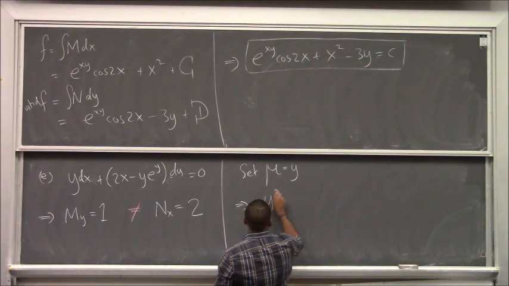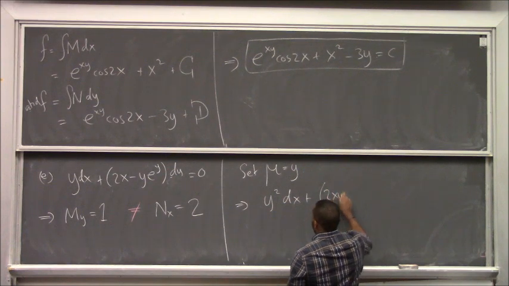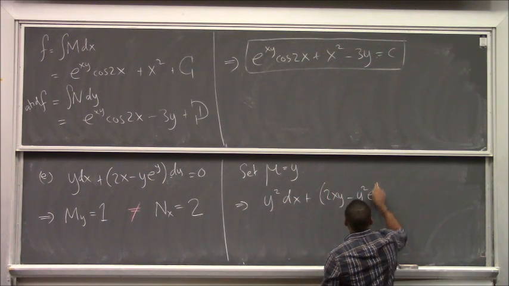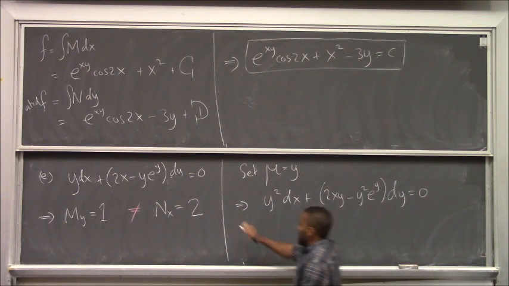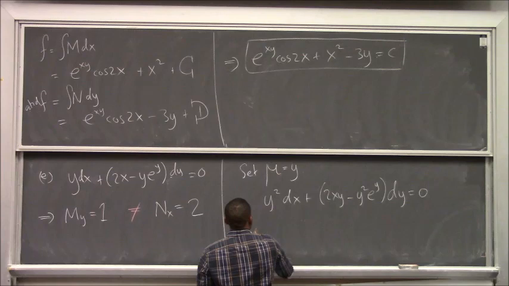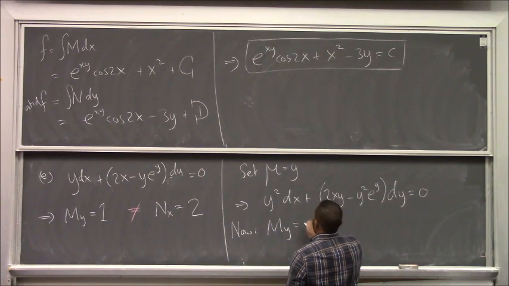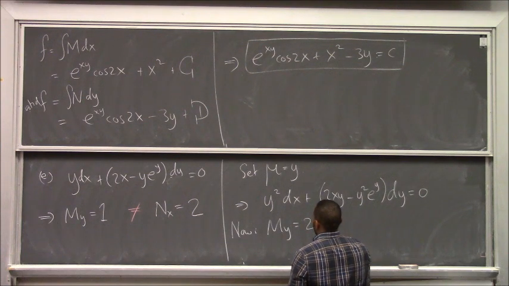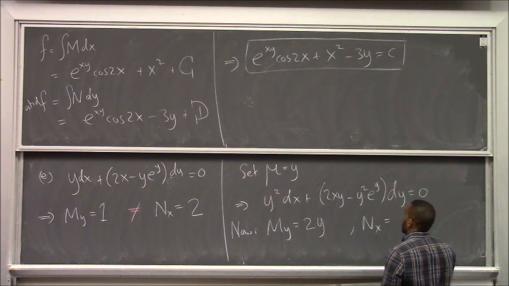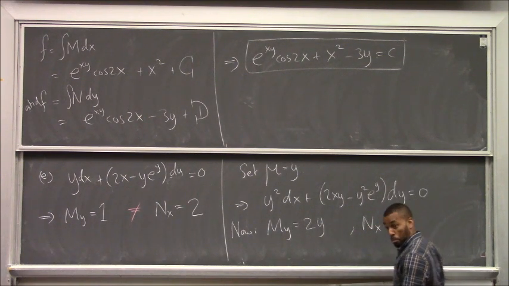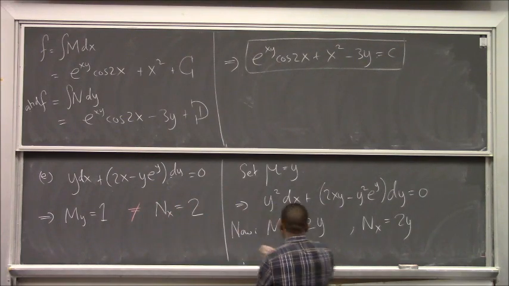Well, you're going to get y squared dx plus 2xy minus y squared e to the y. And now, you multiply through by that thing, and if I find my, I get 2y. And if I get nx, I get... suddenly it's exact. Oh, what is going on here?